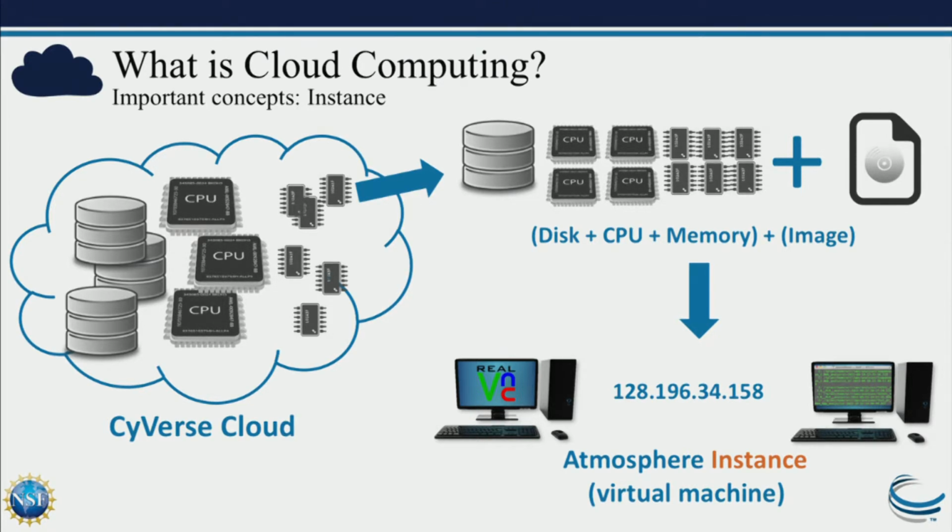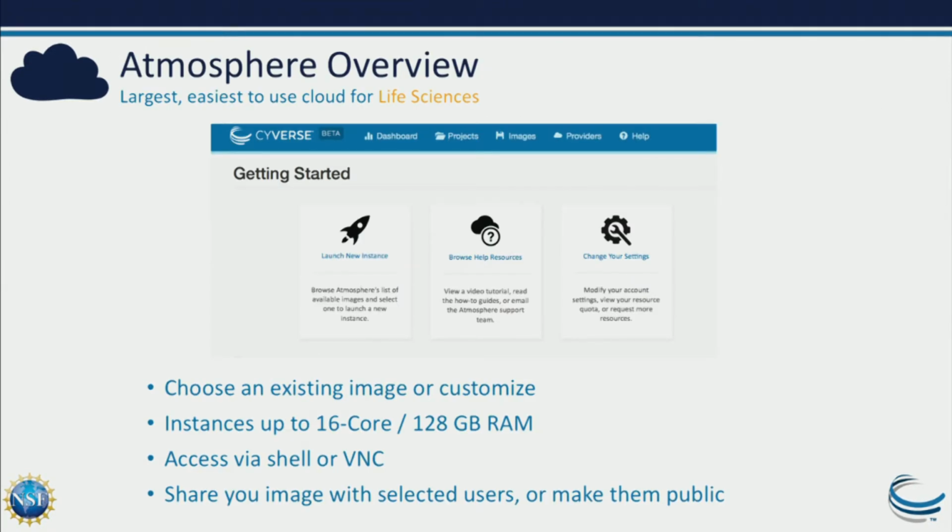So I'm going to show this, but first, what are some of the advantages? Well, first, you can choose an existing image, which you can customize. We provide for up to 16 core, 128 gig machines, which is pretty powerful. It may not be something you have lying around, so it's nice to know when you come to CyVerse, in 15 minutes you can have access to something like that. You can access via the shell, or if it has a desktop, through a virtual network client, VNC. And you can also share your images with other users or make them entirely public.